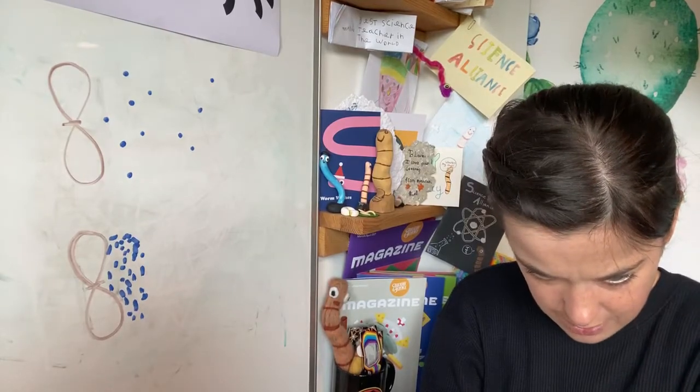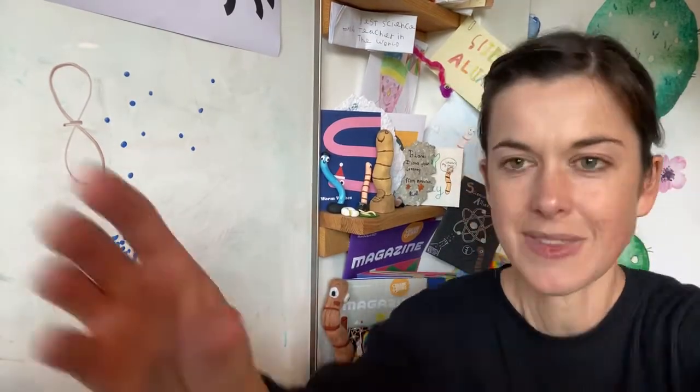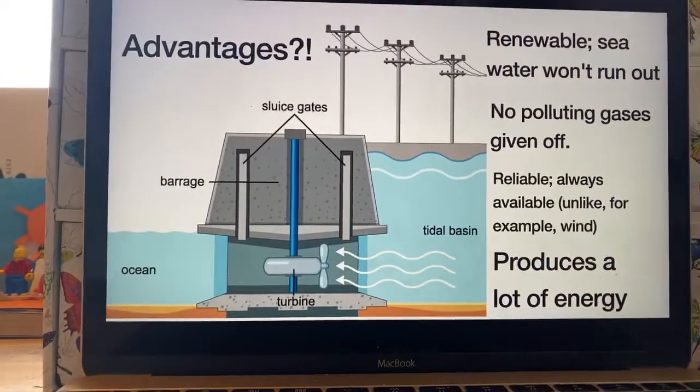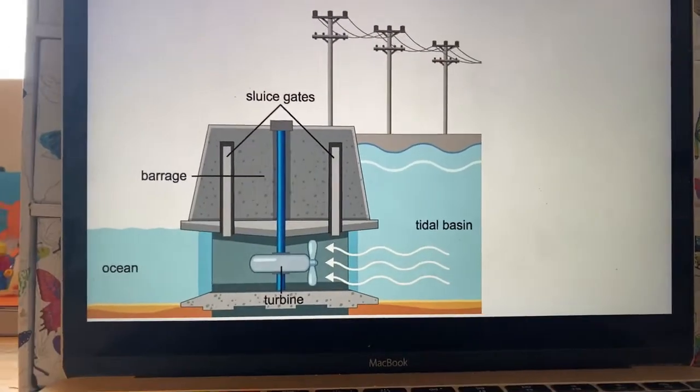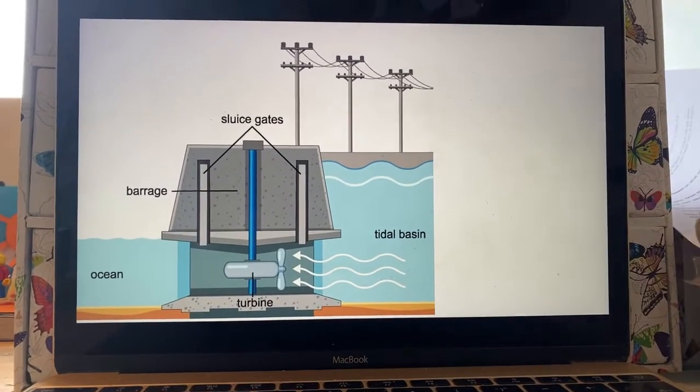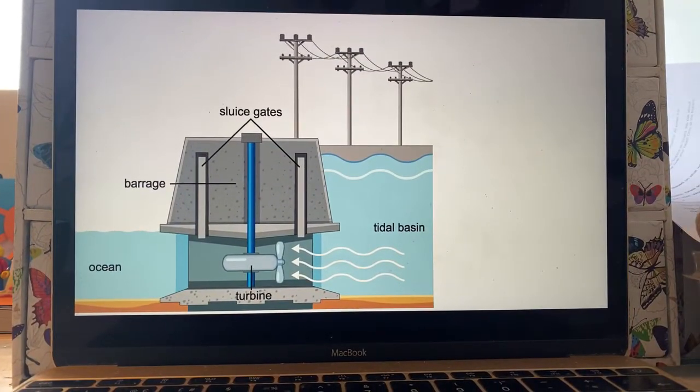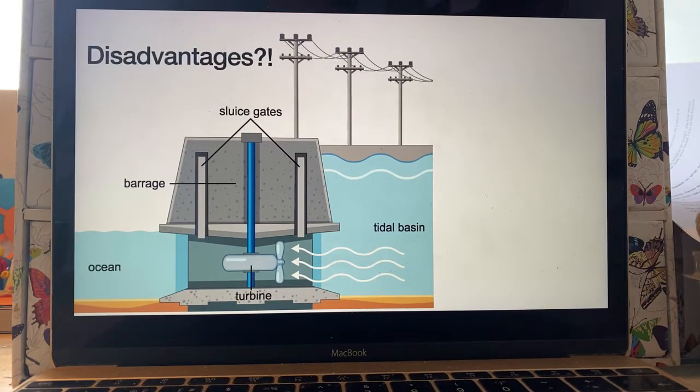Whoa, what's happened here? Right. Have a think about the disadvantages then, please. I reckon you can do this now. Give me some disadvantages. This is hard actually, isn't it? Disadvantages.